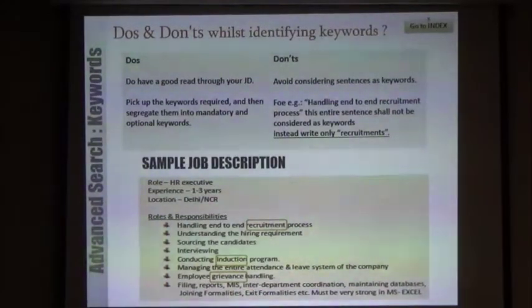Do's and don'ts: whenever you are given a JD, you don't blindly pick up the keywords. When a kind of JD is given, you should not put something like "handling end-to-end recruitment process" in the keywords. You select the right keywords like recruitment, induction, grievance. Important keywords related to the role and function of the particular position are what you should put in the search, right? So you cannot pick up the entire line.